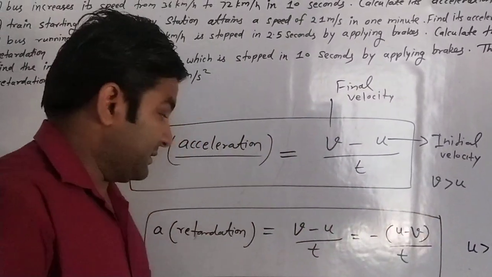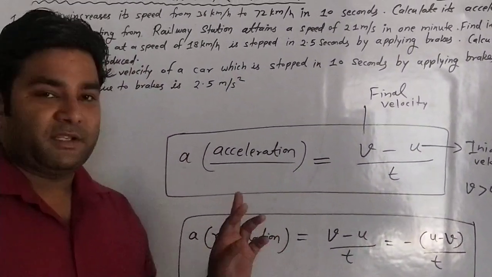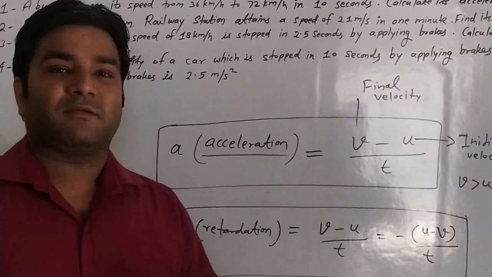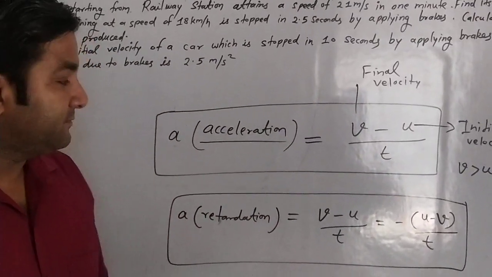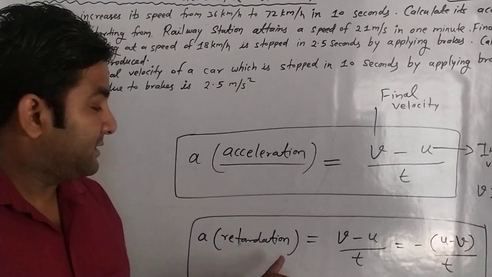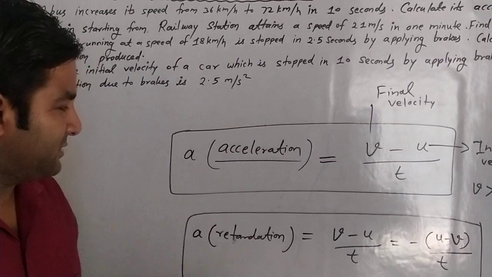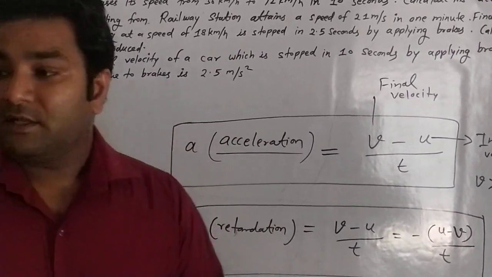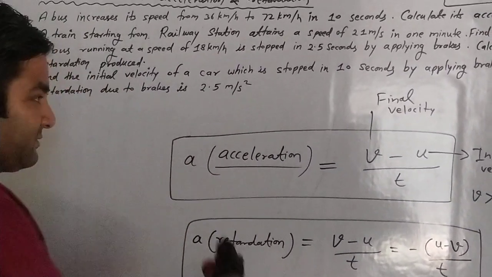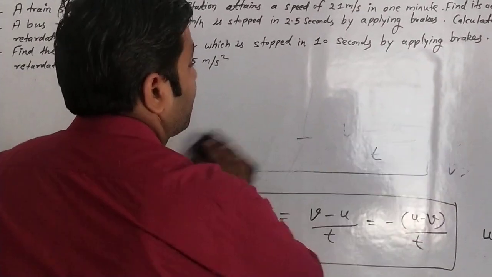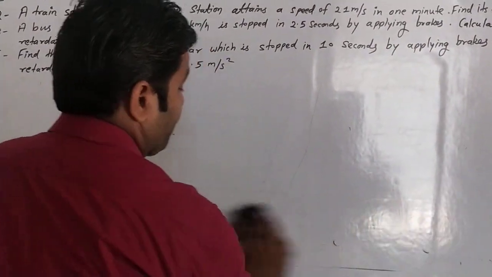It means the case in which we are applying brakes and the motion of the body is opposed by the brakes, then the acceleration produced in the body is said to be what? Retardation. By using these two concepts, we will solve the numericals. Now just see the numericals. First numerical is given here.